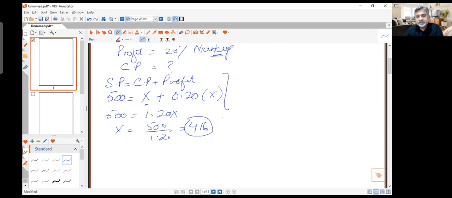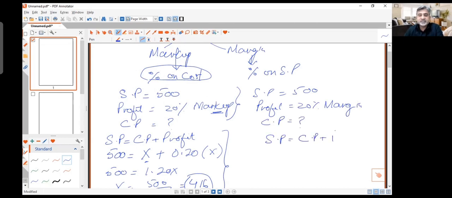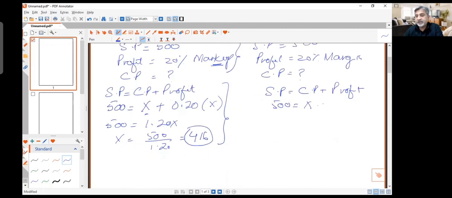Now, if I want to do the same scenario, where selling price is 500, and I say that profit is 20%, but this time I'm saying 20% margin. I'm not saying markup, I call it margin now. So how much was the cost price? You have to find out. Again, the same equation: selling price is equal to cost price plus profit. Selling price was 500, cost we don't know, so we keep it X, and profit is 0.20.